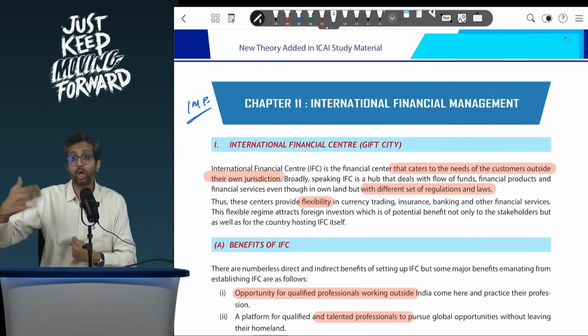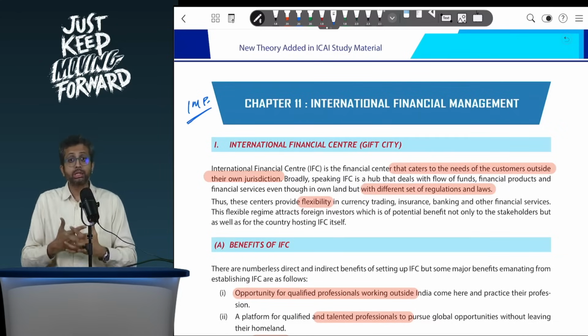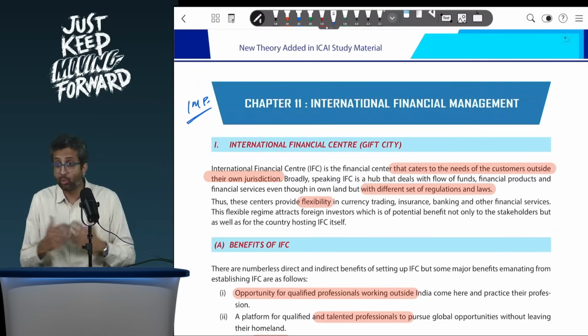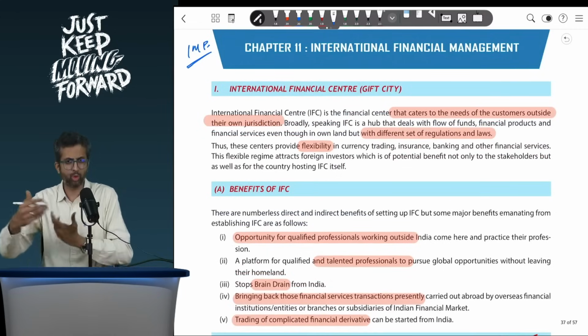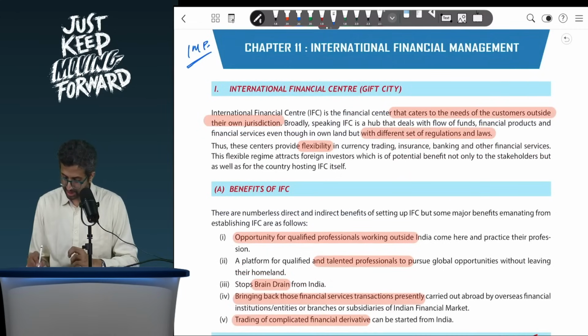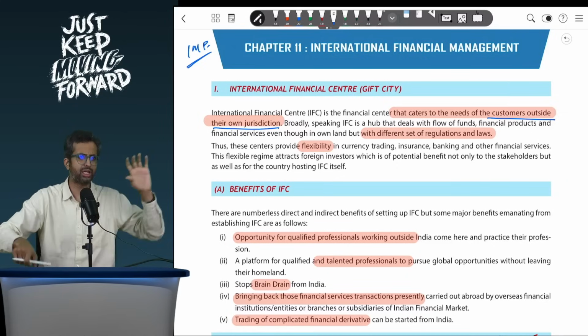In India, Gift City is one of the international financial centers which the government is putting a lot of emphasis on. Why do you want to make international financial centers in India? Well, to retain talent. Remember, an International Finance Center caters to needs of customers outside their own jurisdictions. Earlier, Singapore, Hong Kong, Dubai were international finance centers.